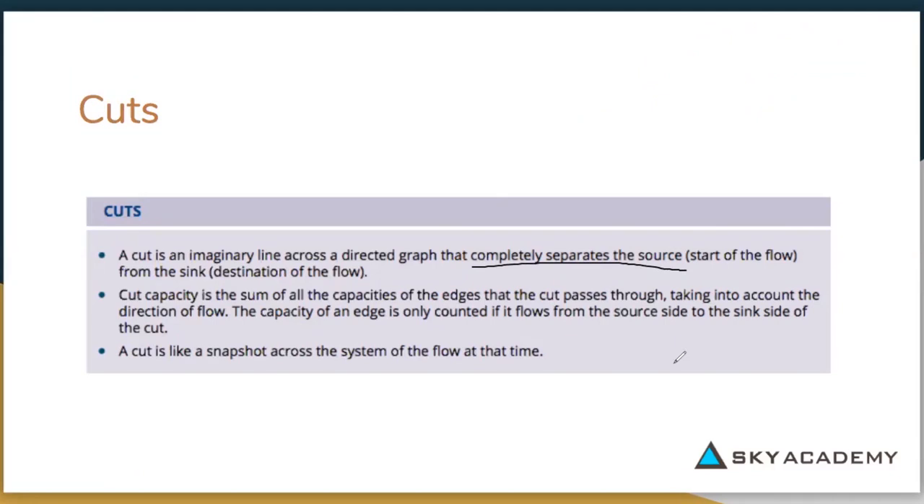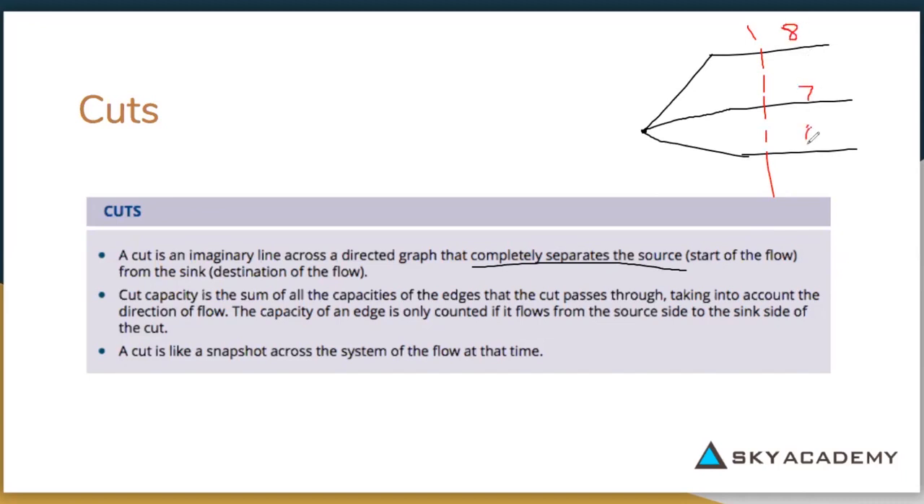When you're calculating a cut capacity, it is just the sum of all the edges that the cut passes through. So if this was an edge, this was an edge, and this was an edge, and my network graph looked a little bit like this, for example, and my cut, which is a dotted line, was in red, the cut capacity would be this capacity edge, this capacity edge, and this capacity edge. I just put in 3 random values, which are representing the capacity of that edge. So the cut capacity would be 8 plus 7 plus 6.